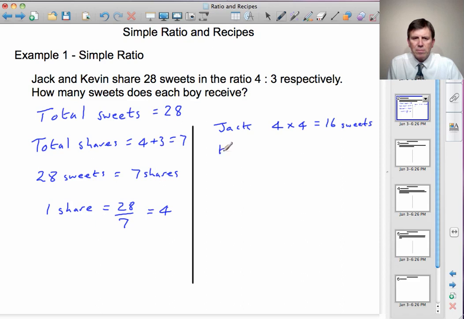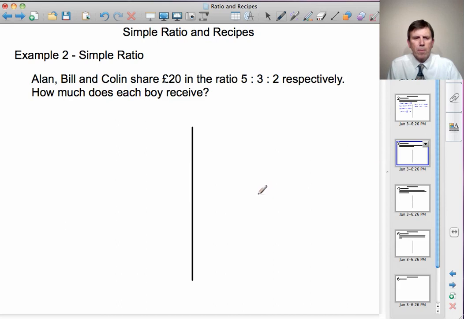And Kevin, well, he gets 3 shares, so he gets 3 lots of 4, which is 12 sweets. And as a check, if I add those up, the 16 and the 12, they should add up to 28, because all the sweets go to the 2 boys. And that concludes that question. Jack gets 16 sweets, Kevin gets 12. Let's move on now to example 2.